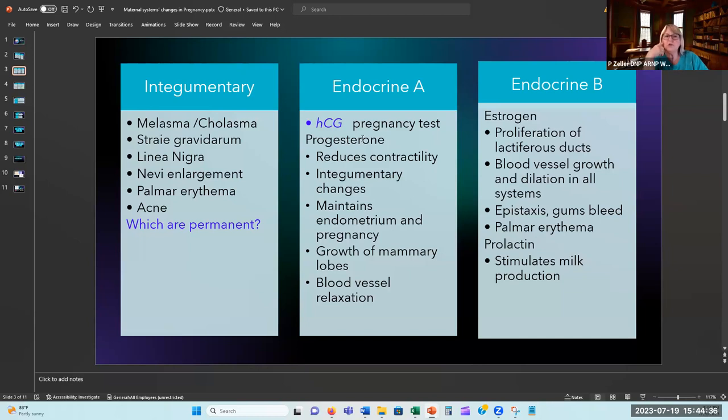Bleeding gums is not unusual. It's really important for a woman to see her dentist during her pregnancy because she's more prone to dental cavities and gum disease, and that can lead to early labor. And then prolactin is another hormone that begins to rise during the pregnancy and goes up higher during the last part of the pregnancy. Prolactin is the hormone that stimulates milk production in the breast. We'll be going over those hormones again throughout the quarter.